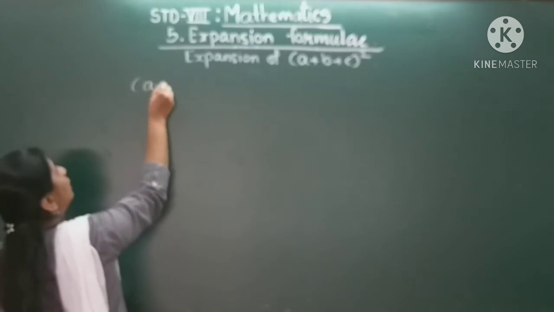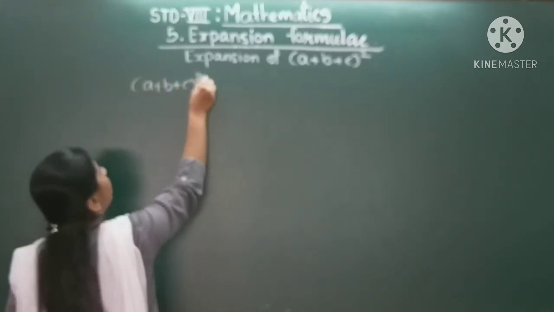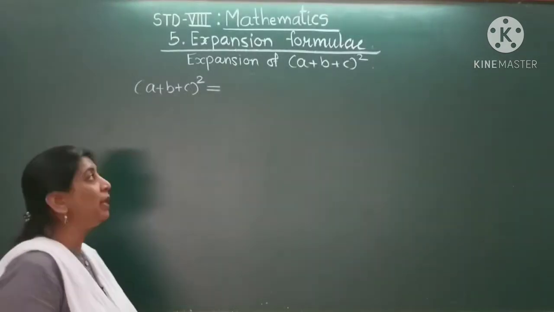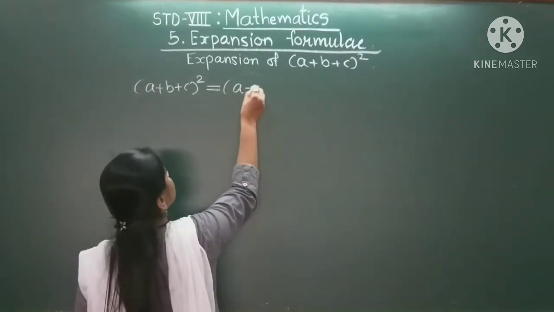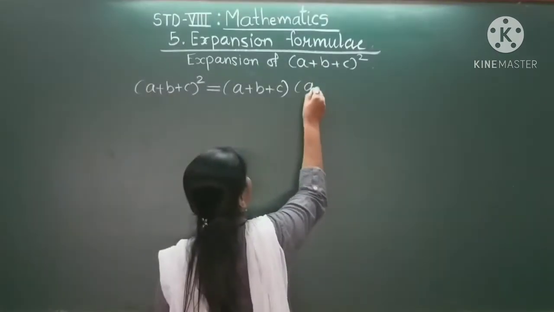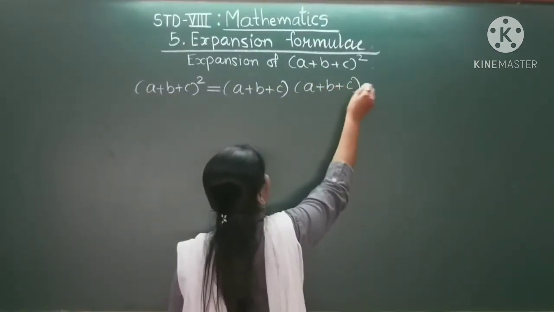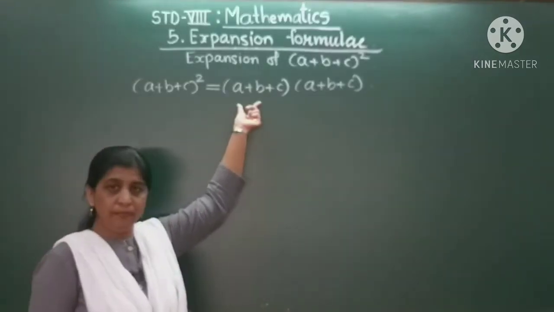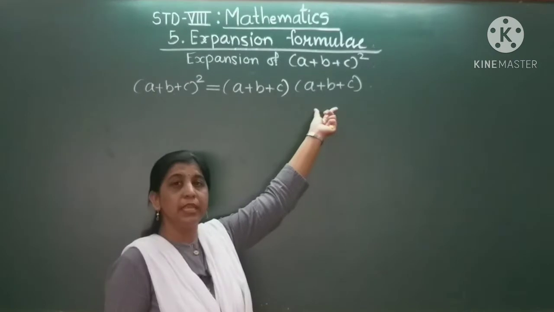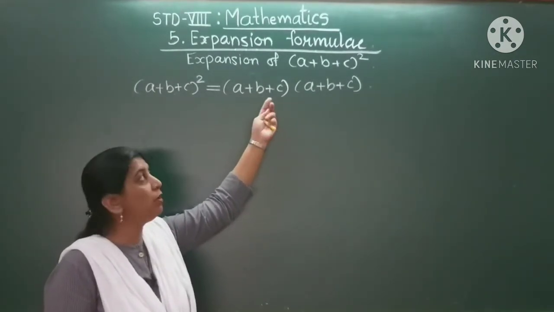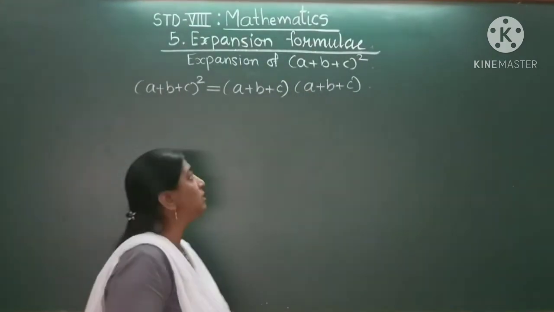So (a + b + c) whole square is equal to, as we know, it is nothing but a square. So let me expand it and write it in the multiplication form. It becomes (a + b + c) into another bracket, the same (a + b + c). Now we know how to solve this. The first term will be multiplied with the second bracket. In the same way, every term in the first bracket will be multiplied by the second bracket.